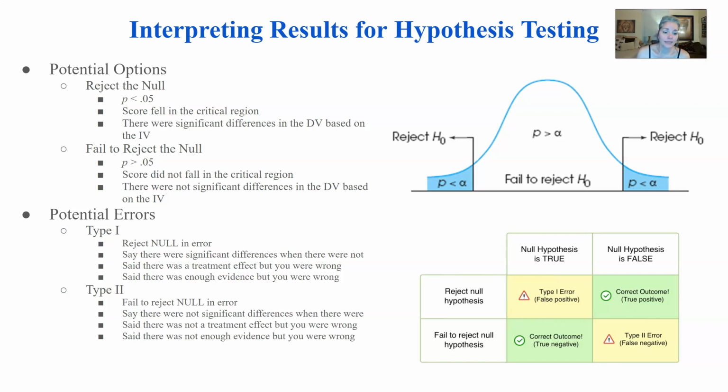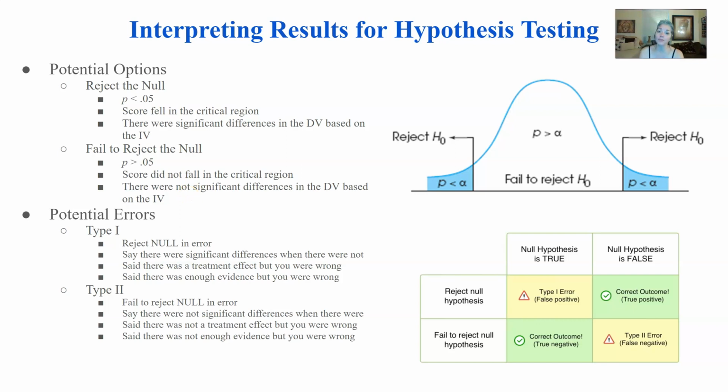So this goes into a little bit of detail. If it's in the critical region, p is less than 0.05, we reject our null hypothesis, represented by the H subscript 0. We fail to reject the null when it is not in the critical region and our p is greater than 0.05. So when it's less than 0.05, we reject the null, the score is in the critical region, and we say there were significant differences in the DV based on the IV. When it's over here in this range, we would say p is greater than 0.05, the score did not fall in the critical region, and so there were no significant differences in the DV based on the IV.